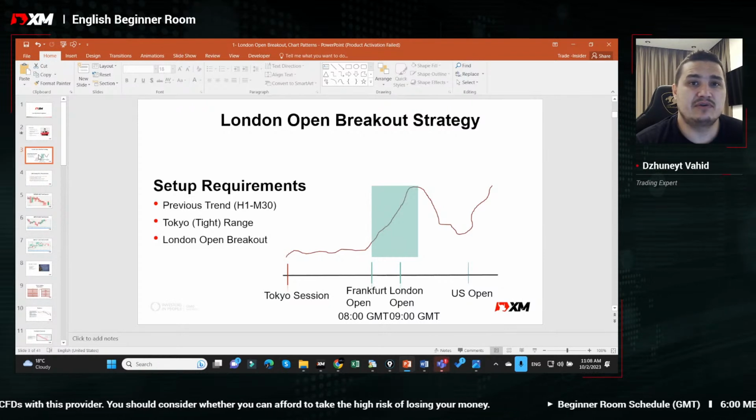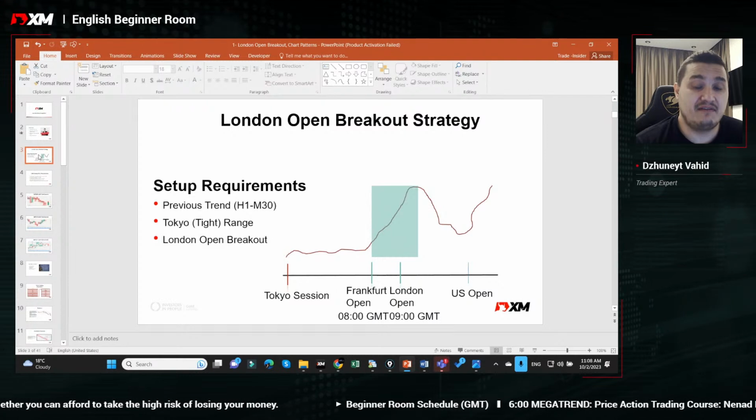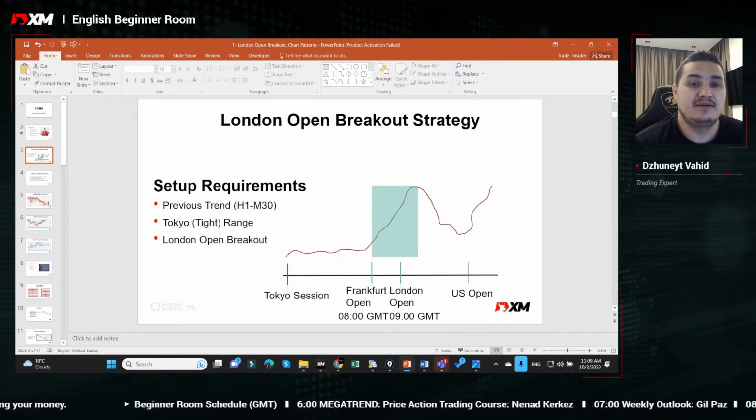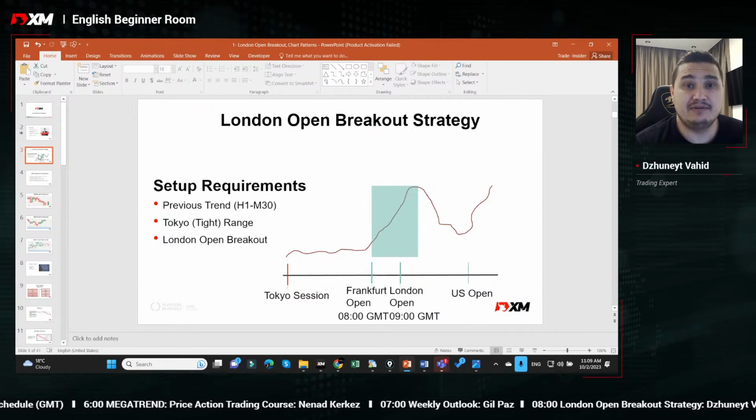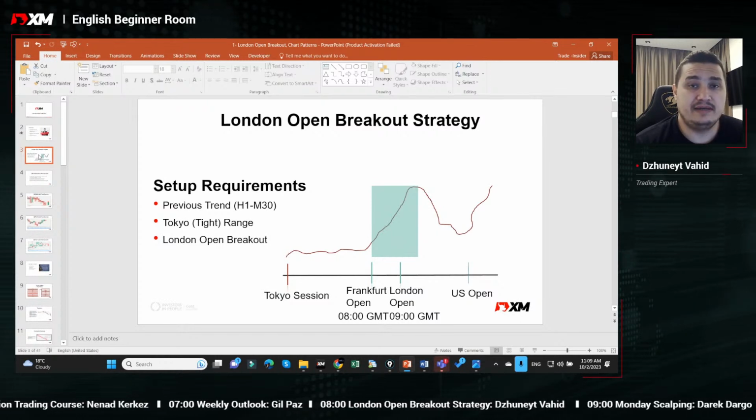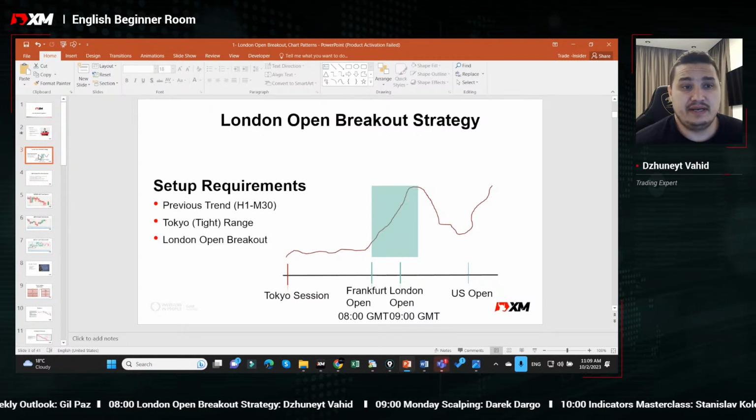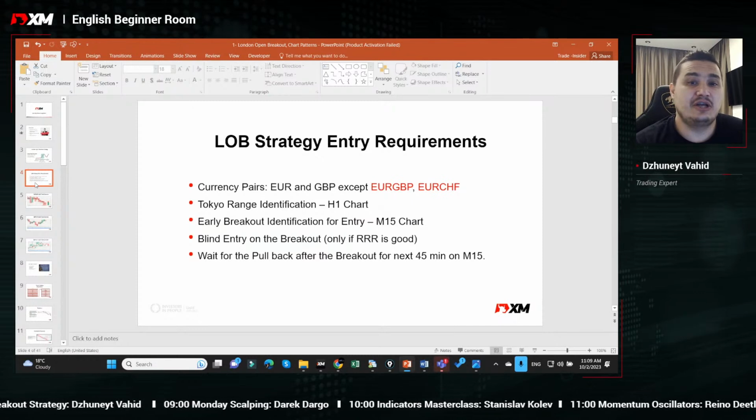Or sometimes, for some instruments, especially Euro instruments, it could also happen on the Frankfurt Open. That's the glitch here: sometimes we may get controversial trades, with Frankfurt breaking upside and London bringing the market downside. In order to not fall into the trap, I will share a couple of tips for you guys on which instruments to choose and how to trade them. So let's go to the next slide, which is the London Open entry strategy requirements.